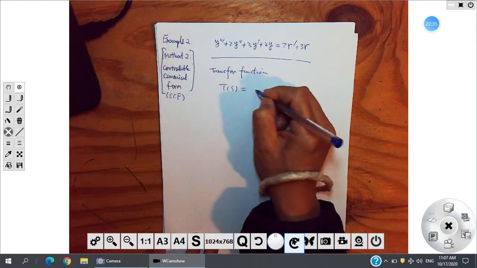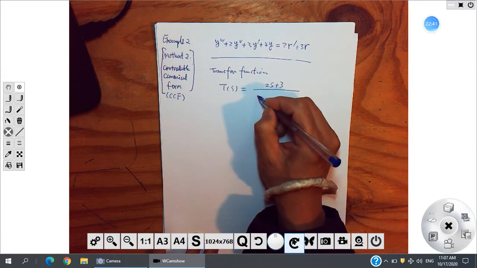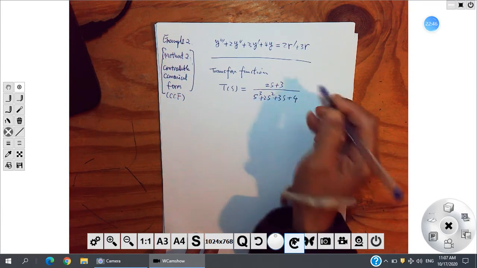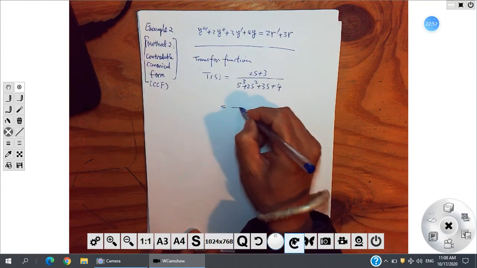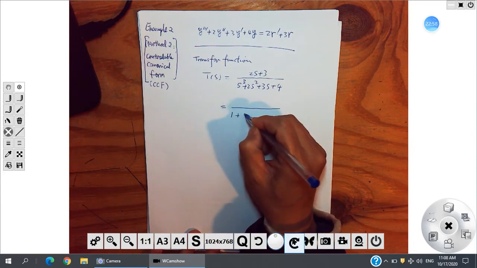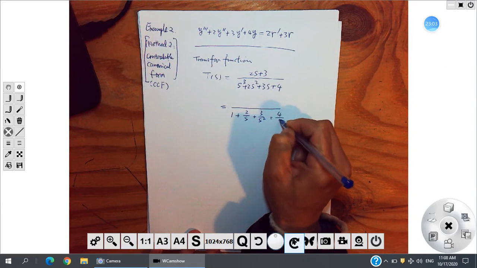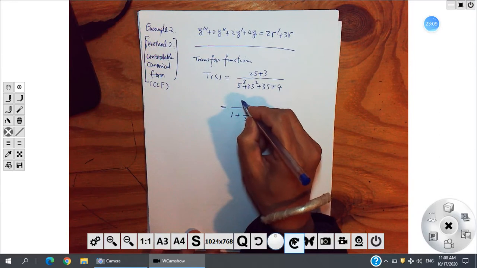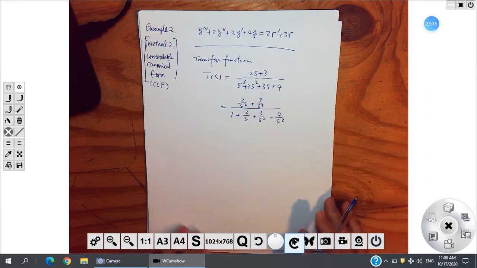The transfer function is the numerator 2s plus 3 and the denominator s cubed plus 2s squared plus 3s plus 4. We have this one. Now we rewrite it this way. I divide by s cubed, so the denominator is 1 plus 2 over s plus 3 over s squared plus 4 over s cubed. The numerator also divided by s cubed is 2 over s squared plus 3 over s cubed. I write it in this way.